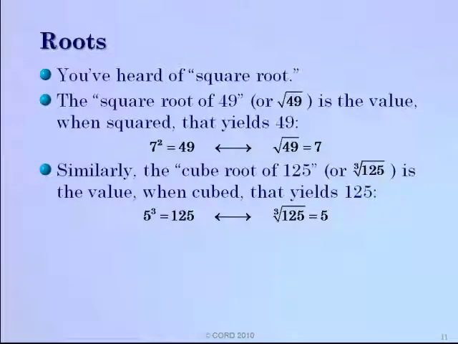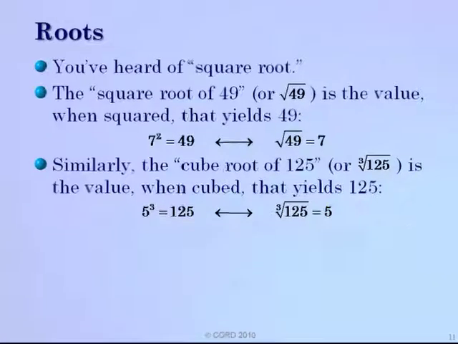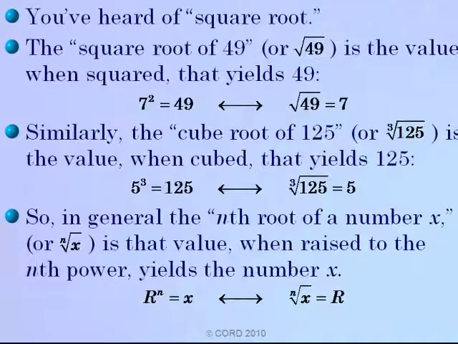Similarly, the cube root function. The cube root of 125 is the value that when cubed yields 125. So 5 cubed equals 125, and so the cube root of 125 equals 5. So in general, we can say the nth root of a number x is that value which, when raised to the nth power, yields the number x. So if we have r to the n equals x, then we can say with confidence that the nth root of x equals r.